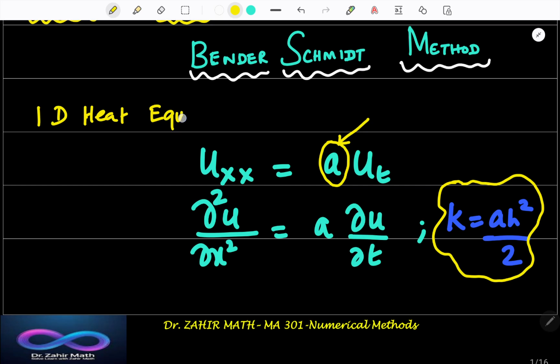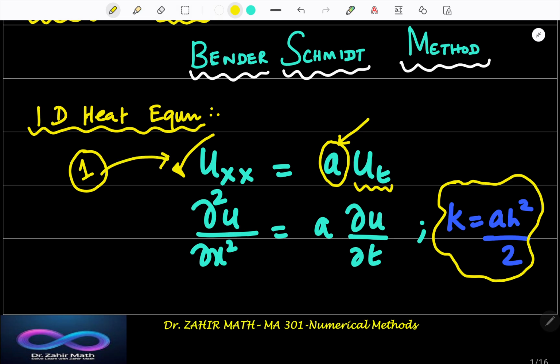Let's see what your one-dimensional heat equation is. It is given by Uxx equals A times Ut. That is, dou square U by dou x square equals A into dou U by dou t. There is one more formula you have to see, which is K equals A H square divided by 2. A is always the coefficient of Ut, keep that in mind. If it is not in order, please arrange it properly and get the value of A accordingly. And keep one more point also: the coefficient of Uxx for the one-dimensional heat equation is always 1. If it is not 1, make it 1 and then start the problem.